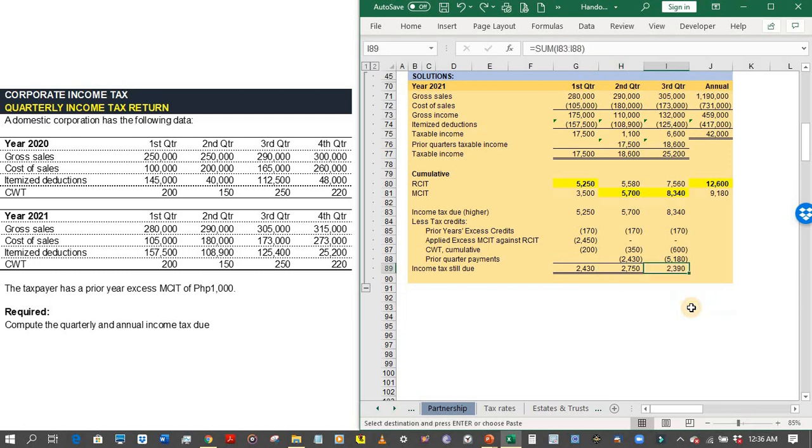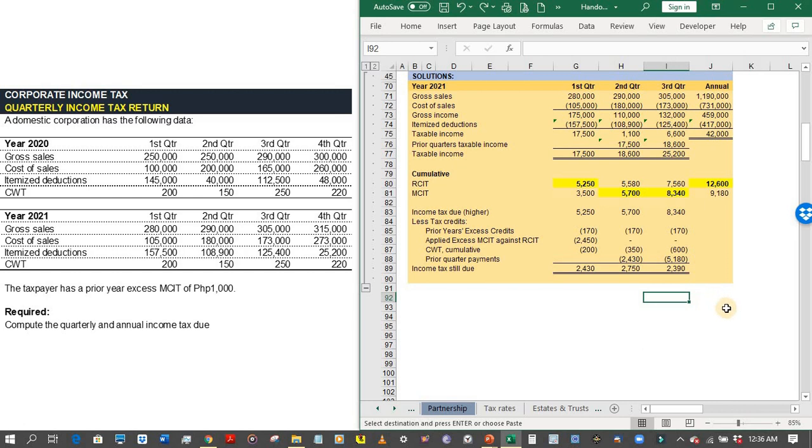2,390 pesos. So the 2,390 pesos is computed as the income tax due of 8,340 less all tax credits as of the end of the third quarter. So the tax credit has a total of 5,950 pesos, and this is the total tax credits for the first 9 months of the year. So 8,340 less 5,950, our income tax still due and payable is 2,390 pesos, and this is payable on or before November 15, 2021.